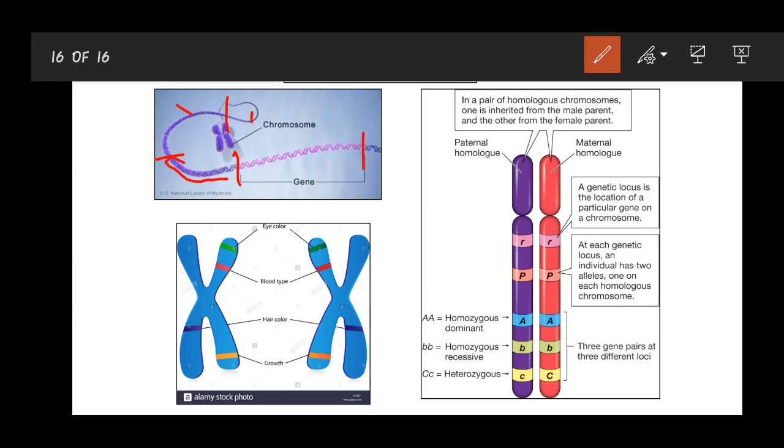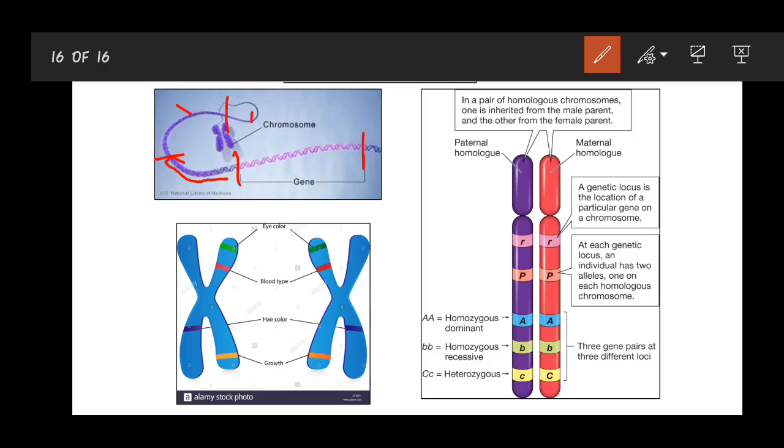So the gene is the hair color gene, and these are the alternate forms of the gene. You can also take skin color, or flower color. Flower color may be red, white, or purple. If it is the skin color gene, the different forms of skin color are its alleles.